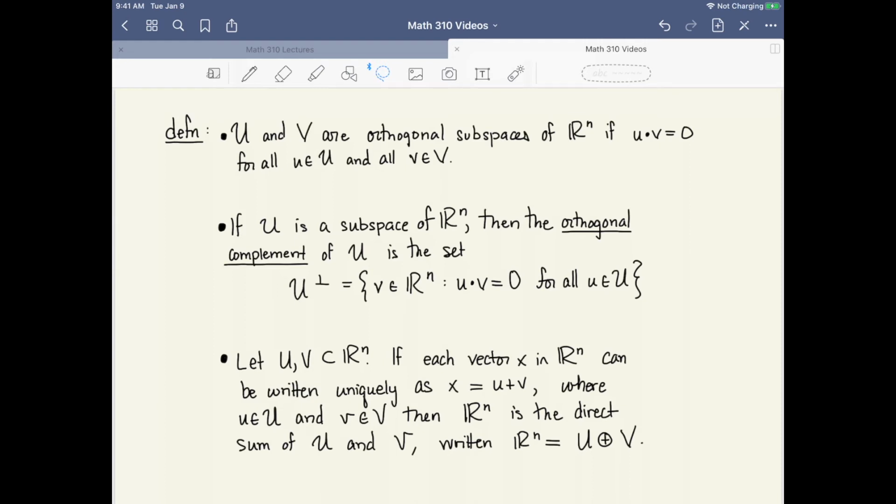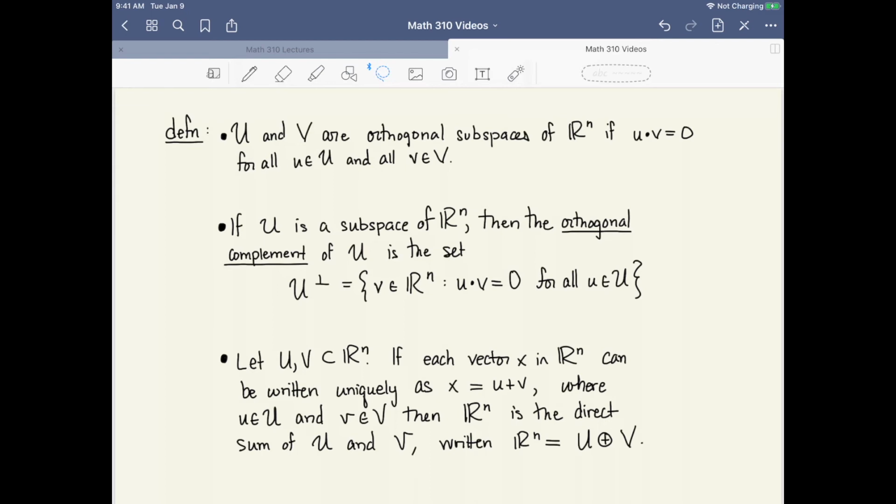Here, the inner product is just the dot product. Well, let's now just take one subspace of Rn, U. If you have a subspace of Rn, then its orthogonal complement is the set of all the other vectors in Rn such that those vectors V dot with U in U give 0. So it's the set of all the other vectors that are orthogonal to all of the vectors in U. By definition, then, the orthogonal complement of U is orthogonal to U.